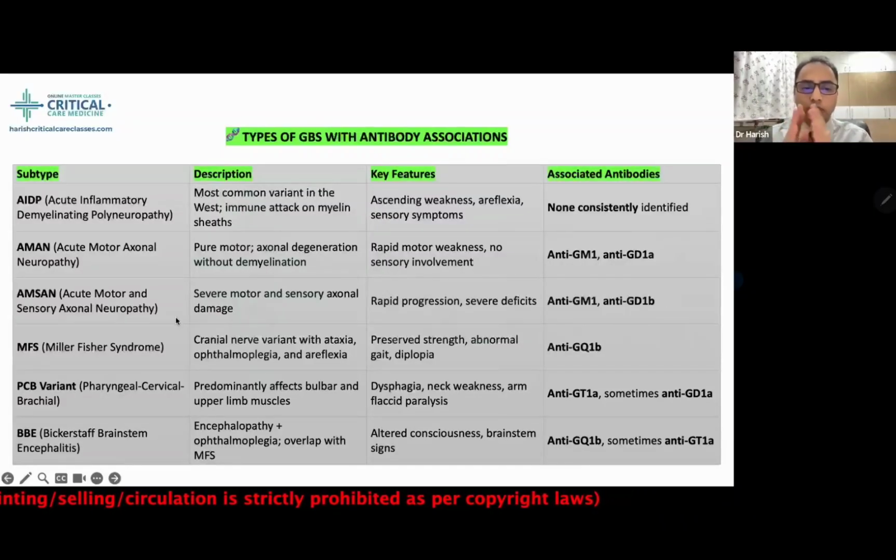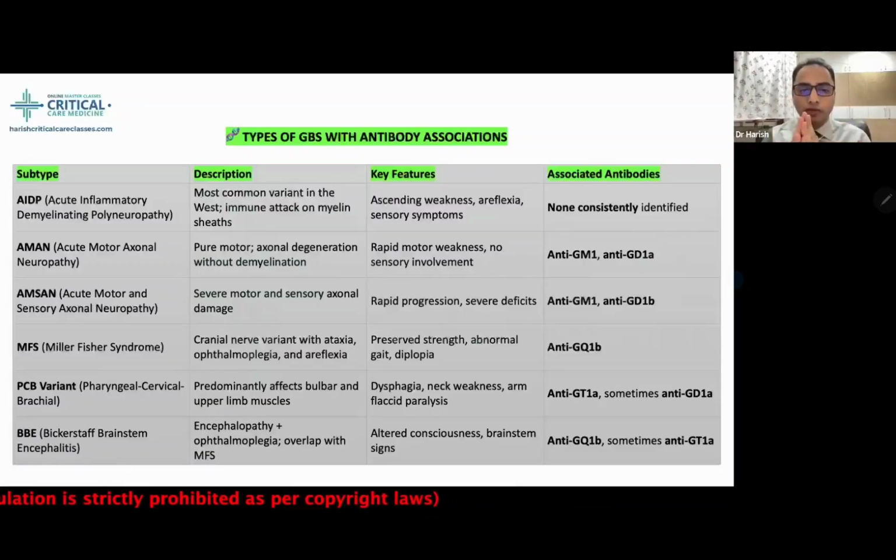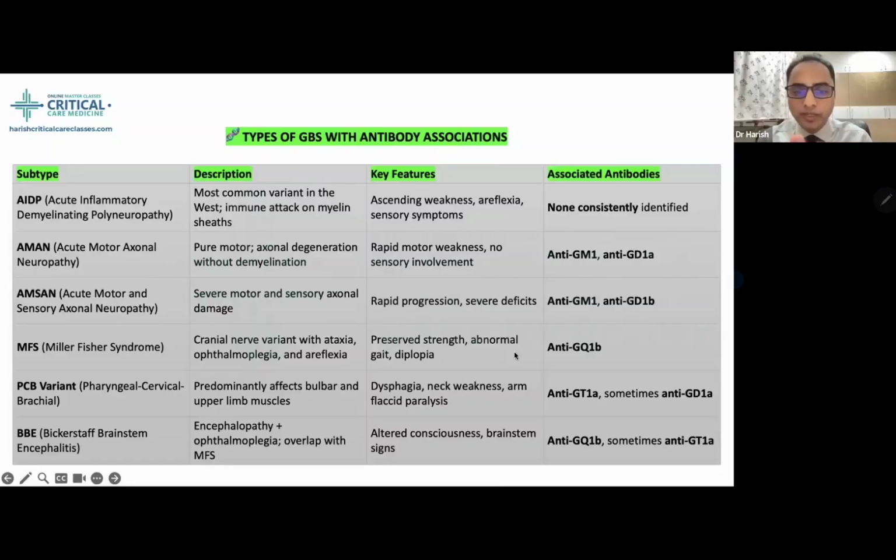In Miller-Fisher variant, there is cranial nerve involvement with ataxia, ophthalmoplegia and areflexia, which is the triad of Miller-Fisher variant. Muscle strength is preserved, but an abnormal gait will be there, that is ataxia, and diplopia. Anti-GQ1B is specific for the Miller-Fisher variant.